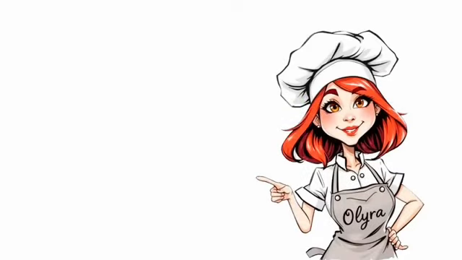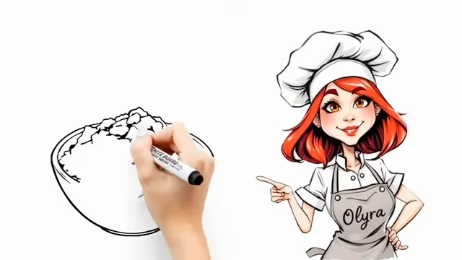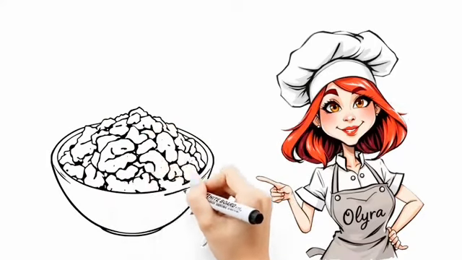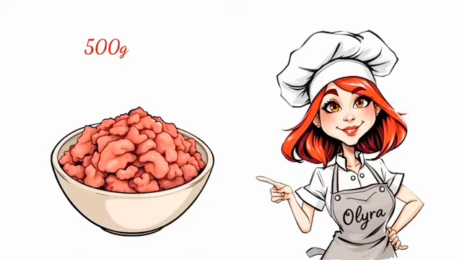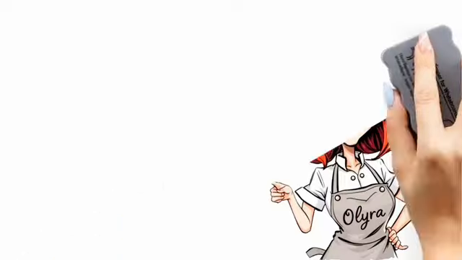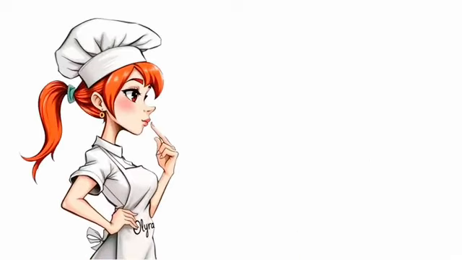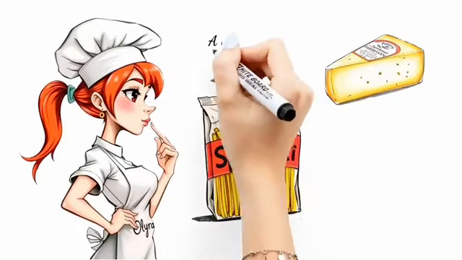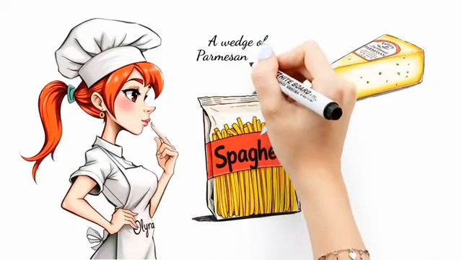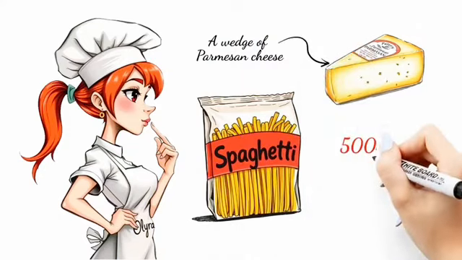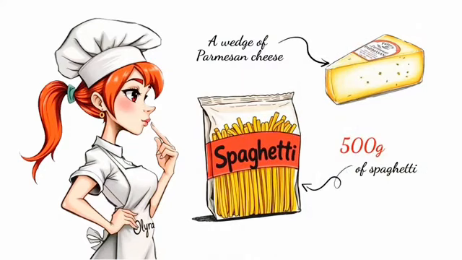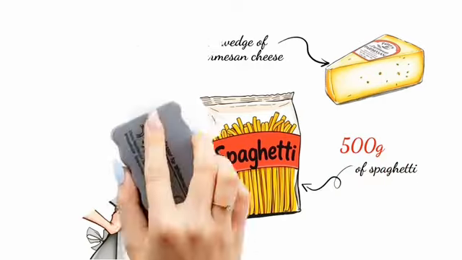Next, we'll prepare 500 grams of mixed beef and pork meat. This combination will give the sauce a perfect balance of flavor and texture, making our bolognese rich and hearty. Let's not forget the spaghetti, and for an even better flavor, we'll also add some Parmesan cheese. This will elevate the dish and bring out the rich, savory taste of the bolognese sauce.